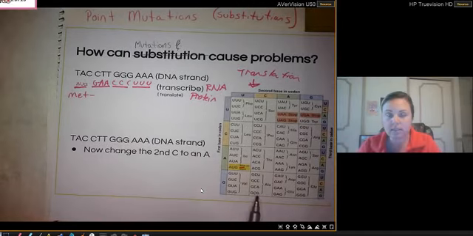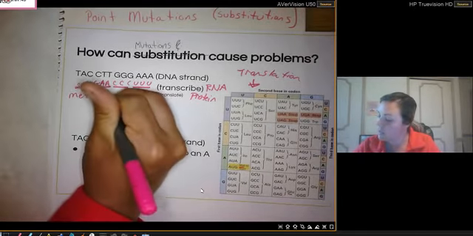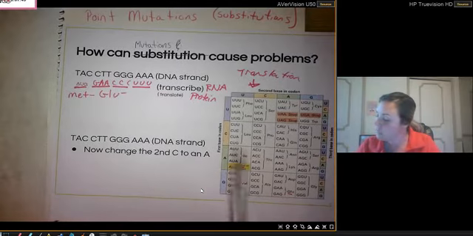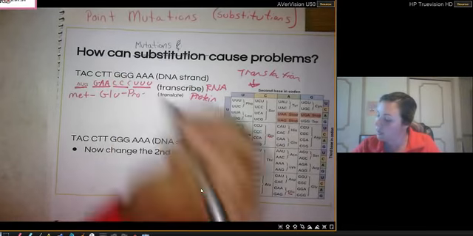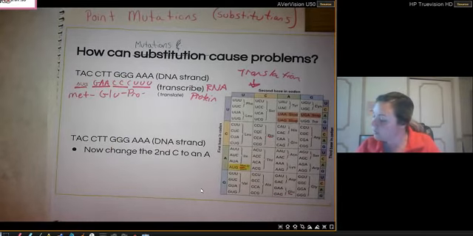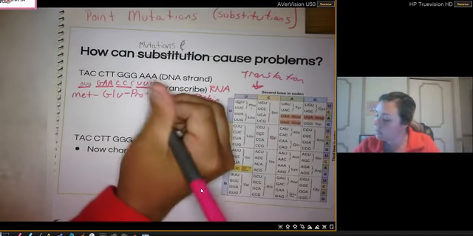It doesn't matter what exactly it's called. Just write down the abbreviation. That's fine for this activity. GAA is located right here. So that should be GLU. CCC is right here. That should be PRO. And UUU right here. That should be PHE.